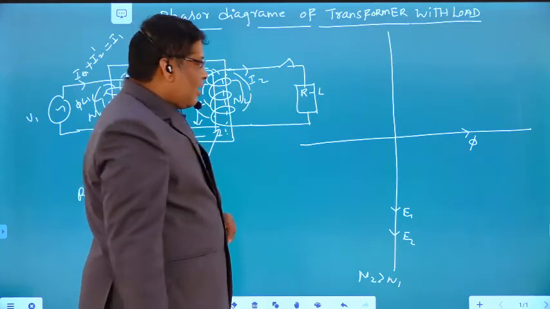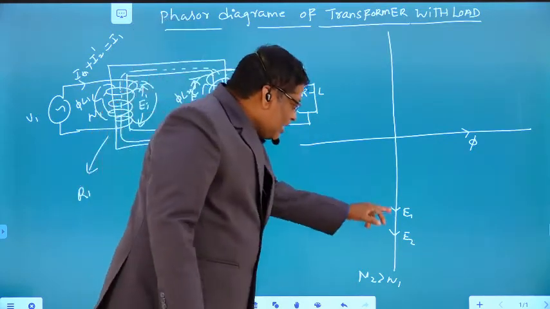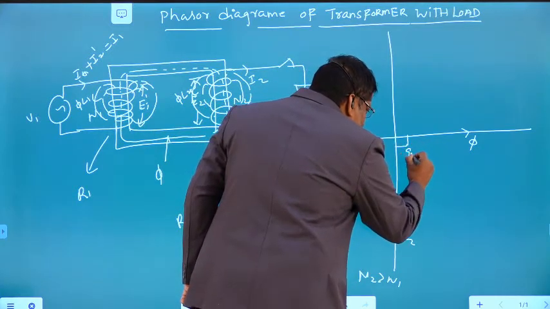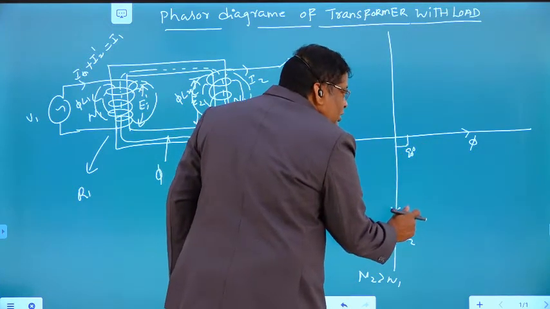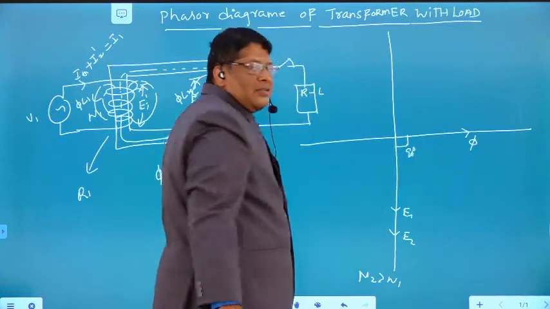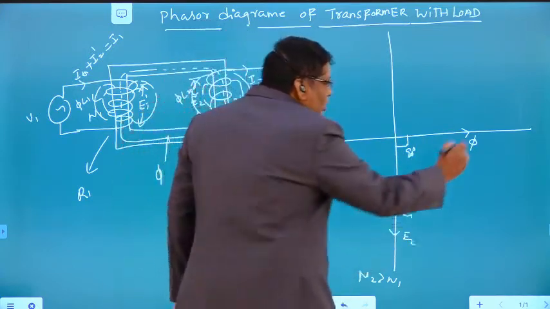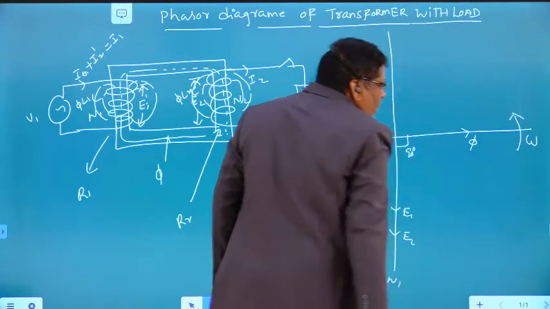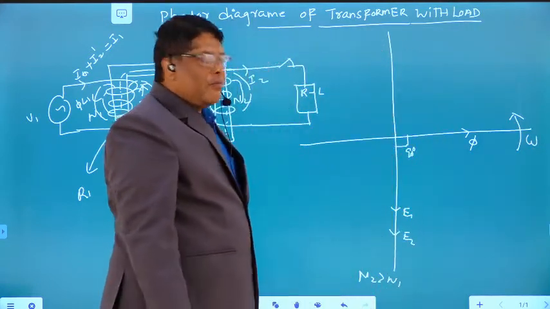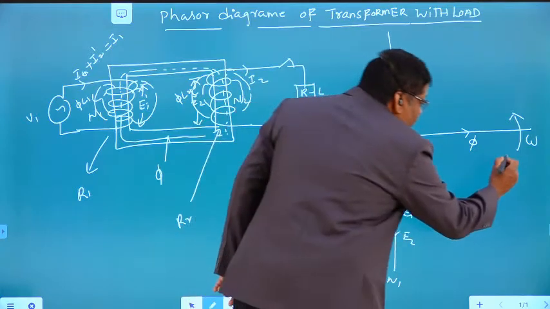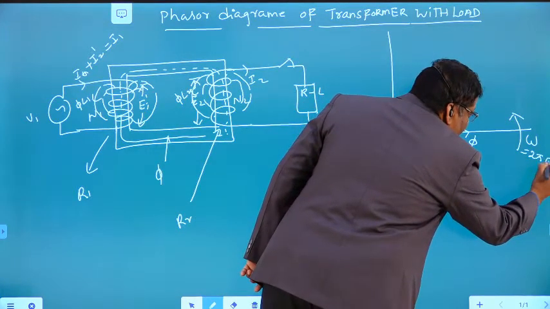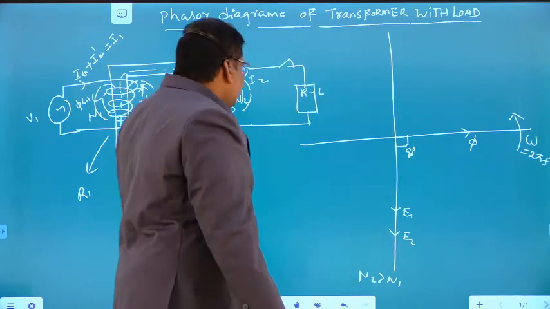Next, after completing E1 and E2, the angle between the flux and these two is 90 degrees, because E1 and E2 are induced because of the mutual flux. All these phasors are rotating in an anti-clockwise direction with an angular velocity of omega. This omega is equal to 2 pi f, where f is the frequency of the supply.